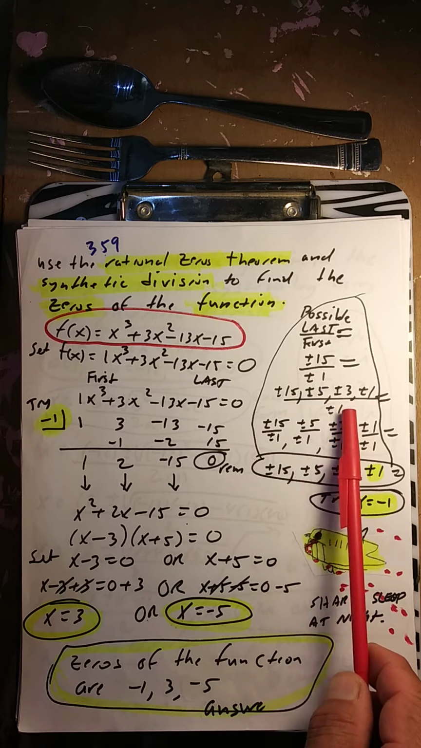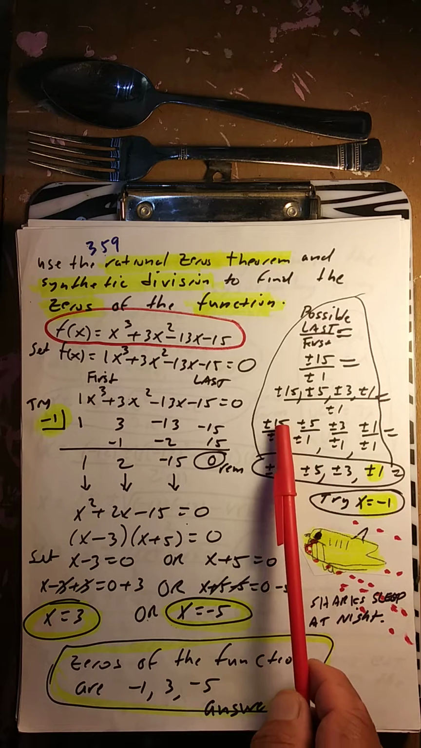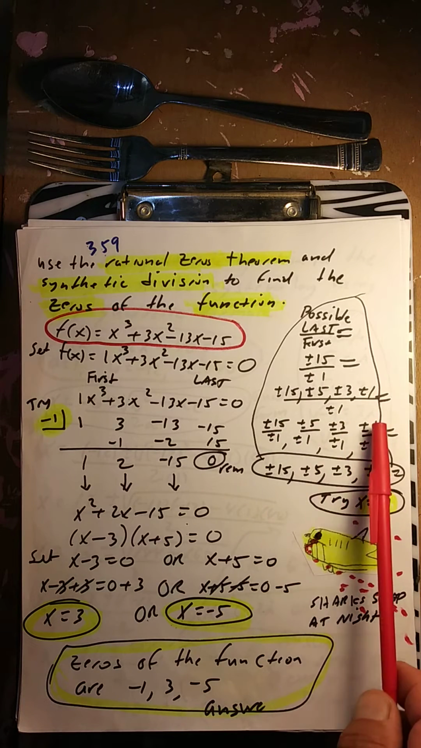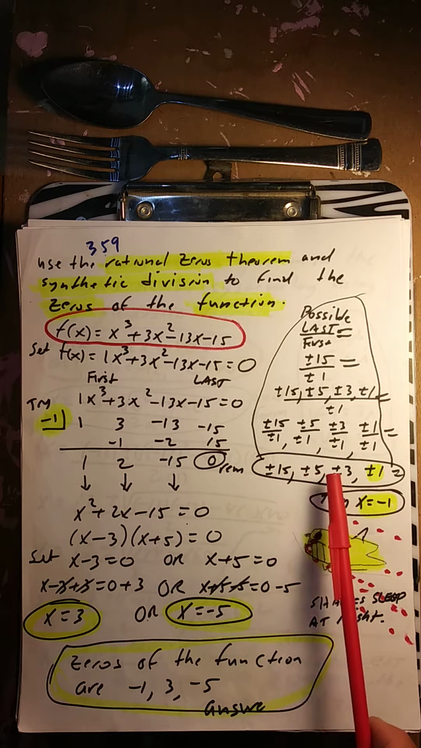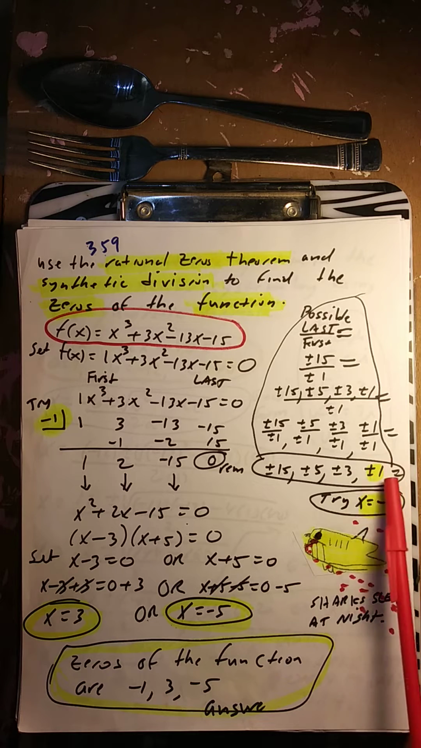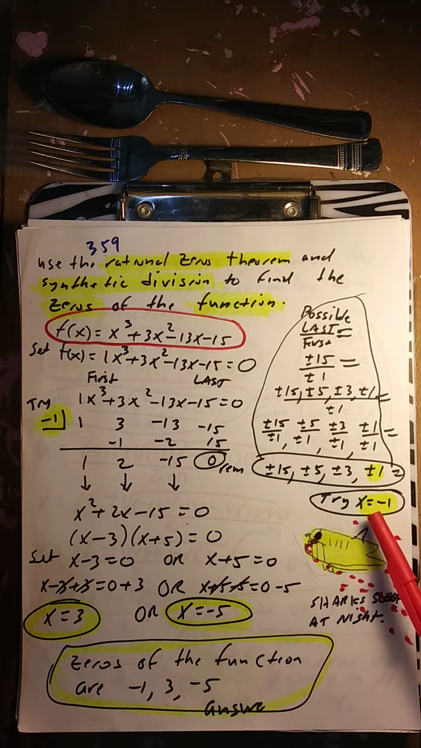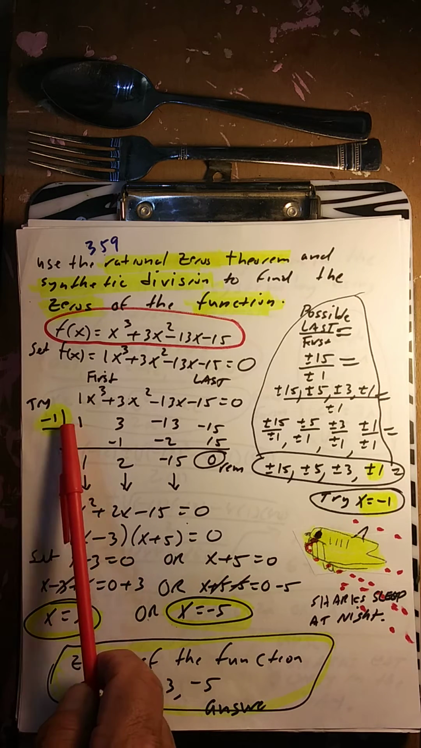Divide by plus or minus 1. So over plus or minus 15, plus or minus 5, plus or minus 3, plus or minus 1, all over 1, which is plus or minus 15, plus or minus 5, plus or minus 3, plus or minus 1. I'm going to try negative 1 first. Use synthetic division. So put it in there, negative 1.